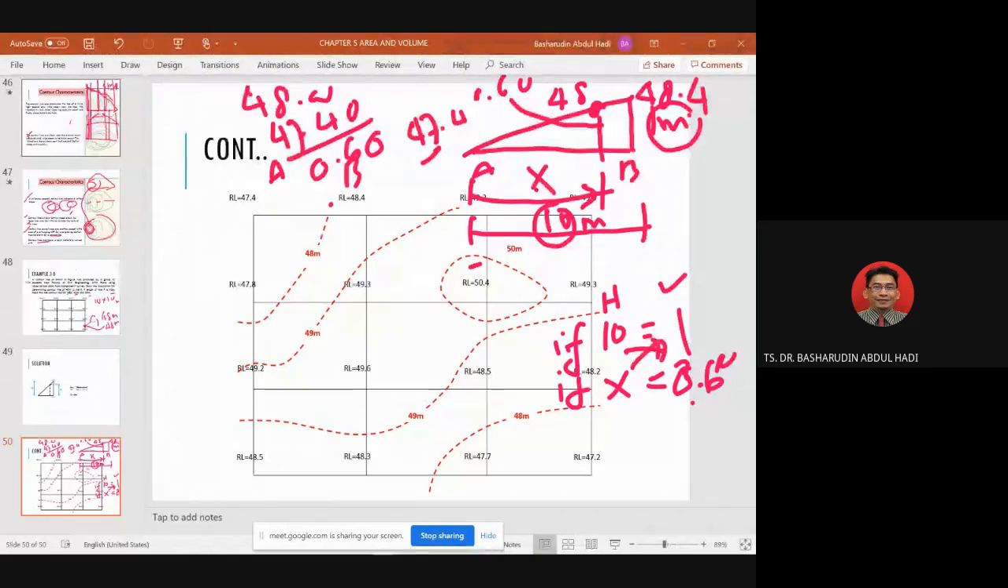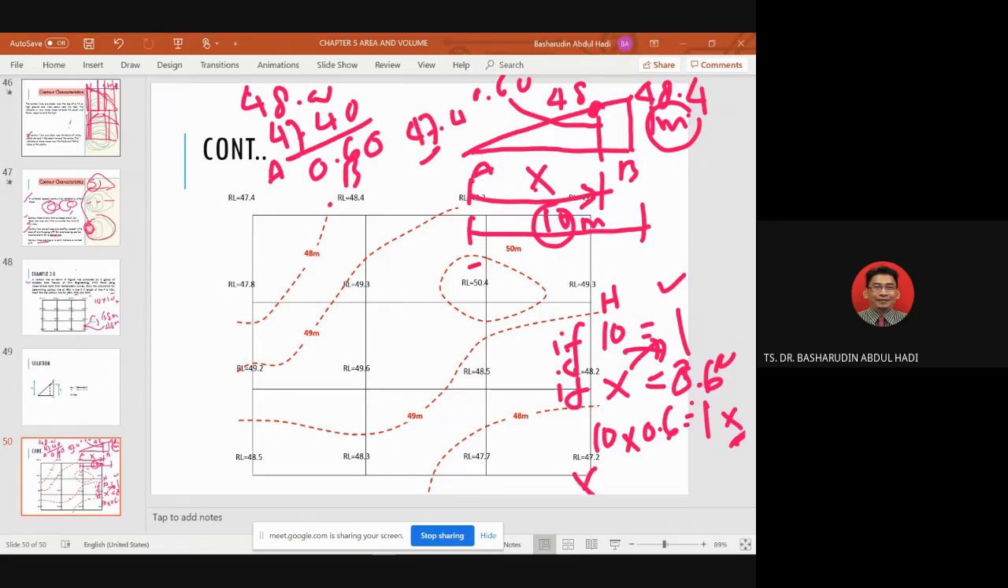Then you cross multiply this section like this, mathematically. So 10 times 0.6 is equal to 1 times X. If you divide by 1 to find the X value, then X equals 10 times 0.6 divided by 1. You will get the answer, and the answer is this distance. So 10 times 0.6 is equal to 6. And 6 divided by 1. So the answer is 6.